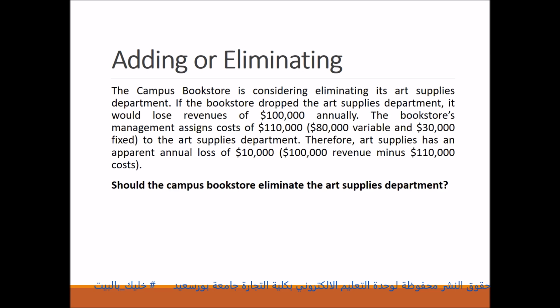A bookstore is considering eliminating its art supplies department. The department is generating $100,000 annually. $80,000 variable cost is assigned to the department and $30,000 fixed cost is assigned to the art supplies department. So cost incurred is higher than revenues generated by $10,000. The department is making losses of $10,000. Should the bookstore eliminate the art supplies department?